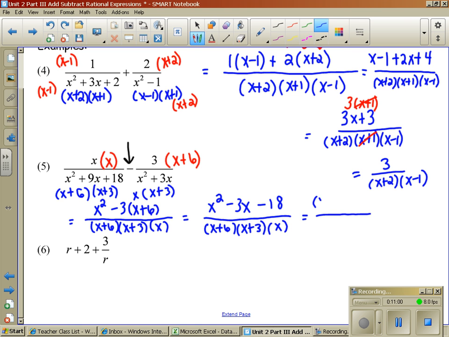Reverse FOIL the top. Simplify what you can with the bottom. The x plus 3's cancel. The x minus 6 and the x plus 6 do not cancel. They're not the same things, and they are not additive inverses. So you just get x minus 6 over x plus 6.